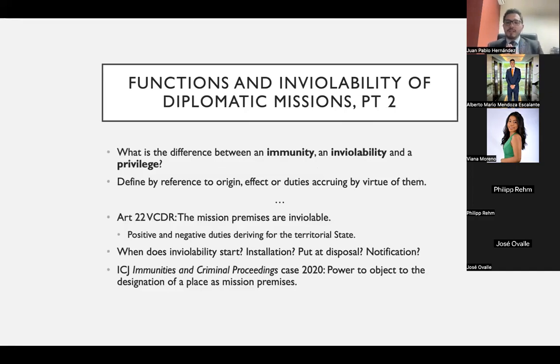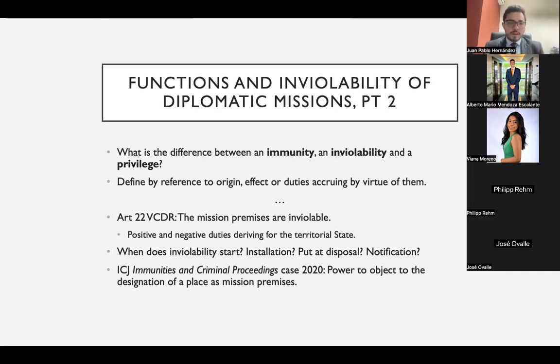One of the concepts that is most tricky in the context of immunities and privileges is how one defines the boundary between an immunity, a privilege, and an inviolability. I don't know if any one of you that is connected today would be brave enough to venture a guess as to what is the difference, for example, between an immunity and a privilege.